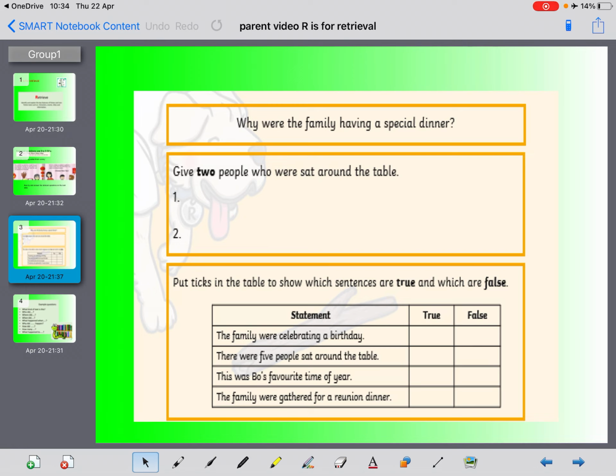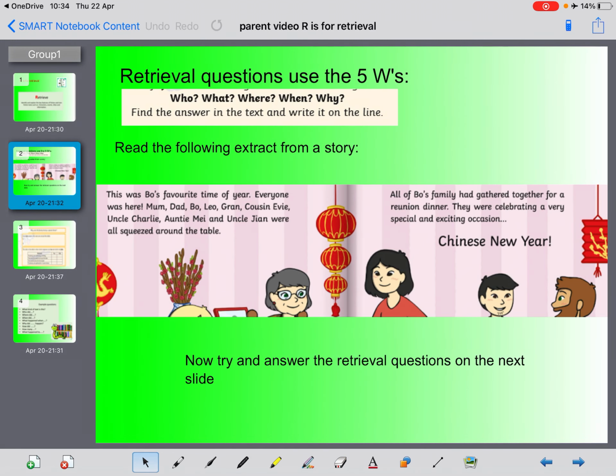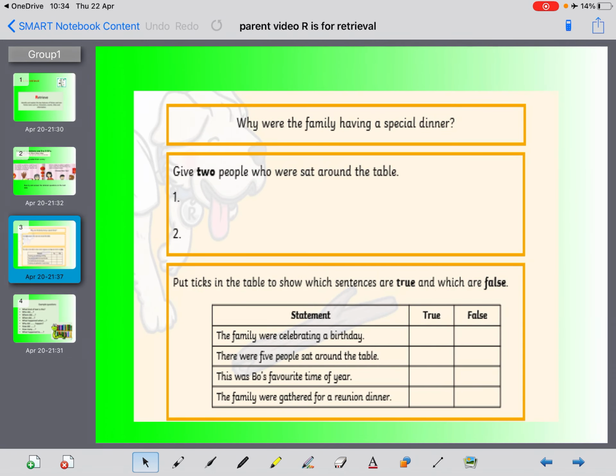Another question could be, put ticks in the table to show which sentences are true and which are false. And they have at least 4 or 5 different statements, and they tick true or false. The family was celebrating a birthday. No, so they tick false. There were 5 people sat around the table. Oh, they'd have to maybe go back and check how many people there were all together. It looks like there were more than 5. So I might tick false because there were more than 5.